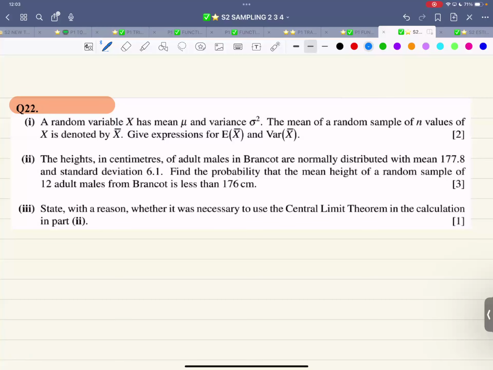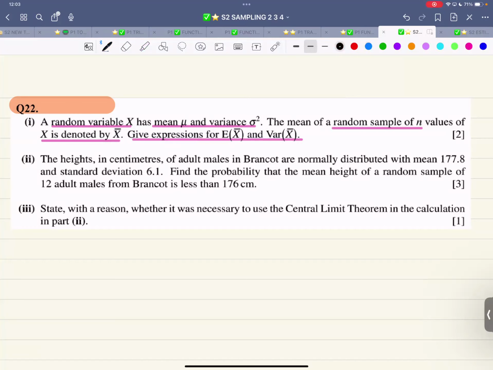Now let's look at this question. Another question. These are all from your topical past paper book. So now the question says a random variable x has a mean mu and variance sigma squared. The mean of a random sample of n values of x is denoted by x bar. Give expression of expectation of x bar and variance of x bar. It's just making sure that you understand the concept in and out.